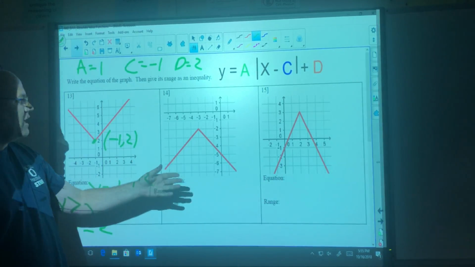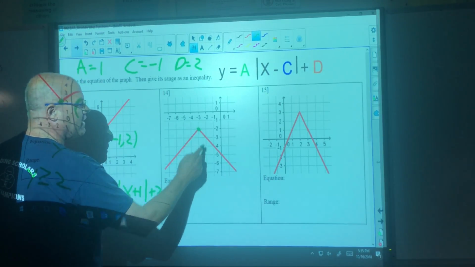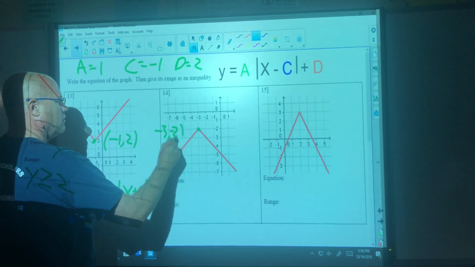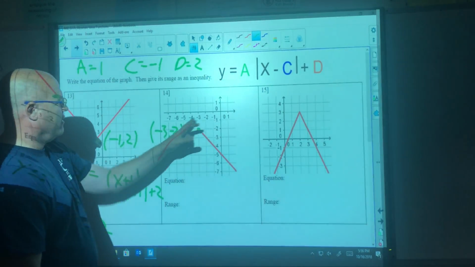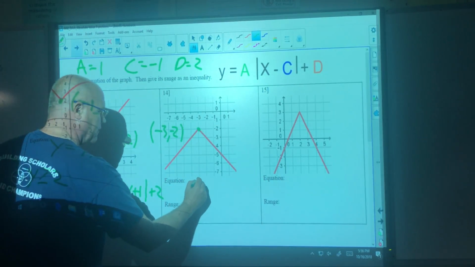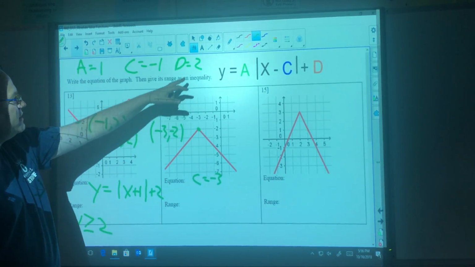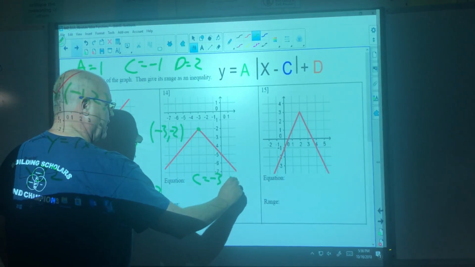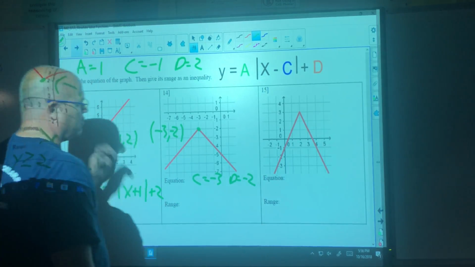All right, let's look at another example. This one, where's my vertex at? It's at the point negative 3, negative 2. All right, so what's my c value? That's right, the c value is going to be negative 3 on this one. So c equals negative 3. What's my d value? It goes down to, so d is equal to negative 2.